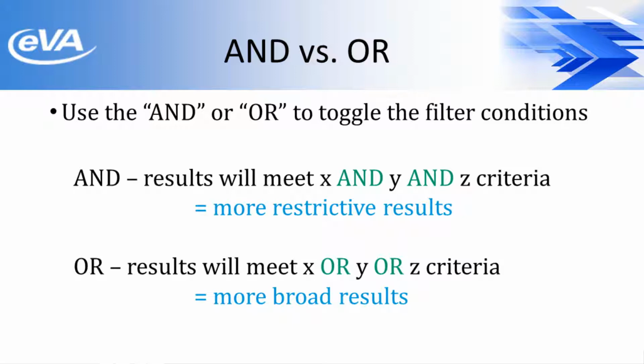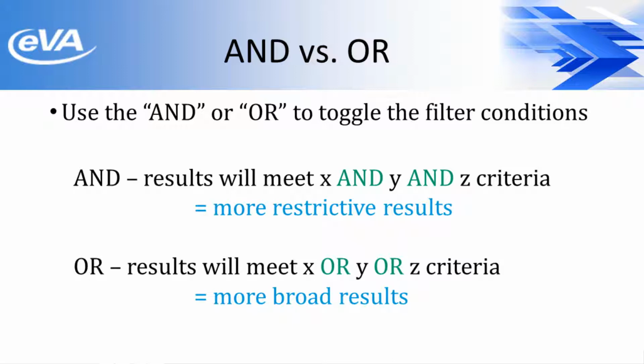Now let's take a quick look at how we use filter conditions like and versus or. Using the and or can toggle the filter conditions. If you use the word and in your filter conditions, your results are going to meet the conditions X and Y and Z criteria. This is going to result in your results being a little bit more restrictive since all of those conditions need to be met in the returned data.